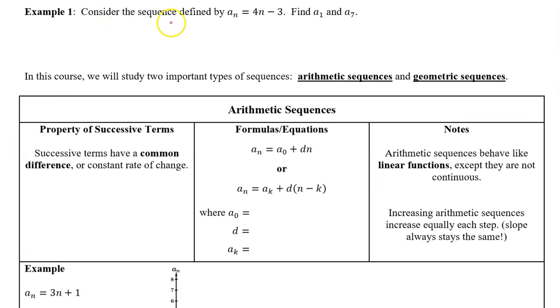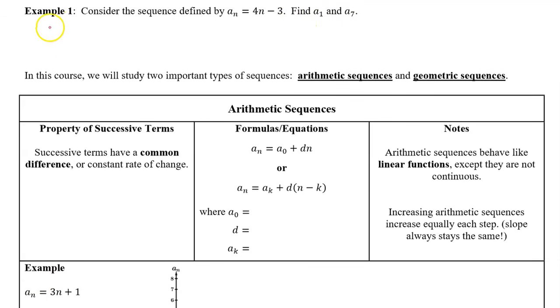Example 1. Consider the sequence defined by a_n equals 4n minus 3. Find a_1 and a_7. a_1 will equal 4 times 1 minus 3. So a_1 is 1. a_7 will equal 4 times 7 minus 3. So that's 28 minus 3, which is 25.